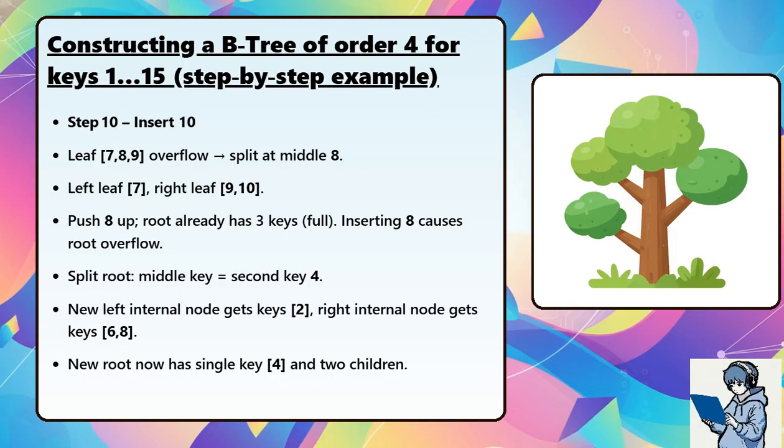The left leaf becomes 7 and the right leaf becomes 9 and 10. Push 8 up. The root already has 3 keys and is full, so inserting 8 causes the root to overflow. Split the root. The middle key is the second key, 4. The new left internal node gets key 2. The new right internal node gets keys 6 and 8. The new root now has a single key 4 and 2 children.